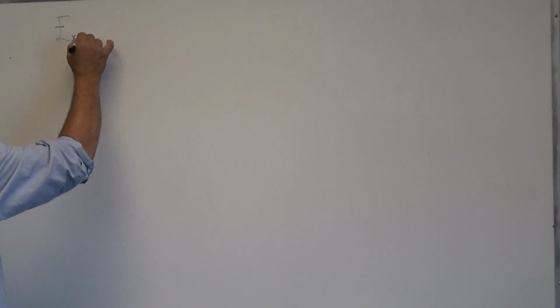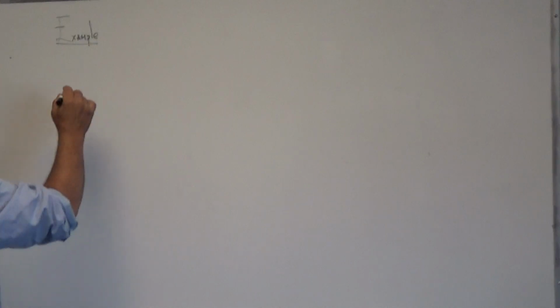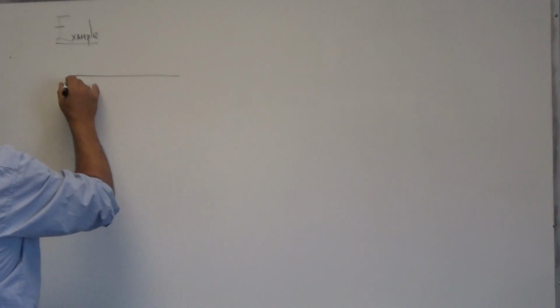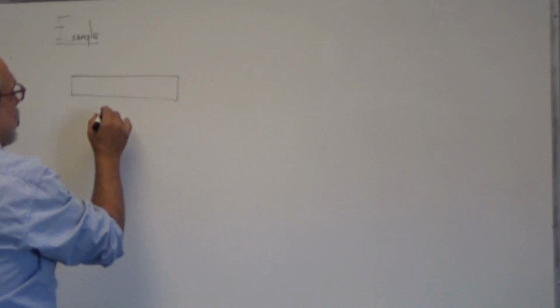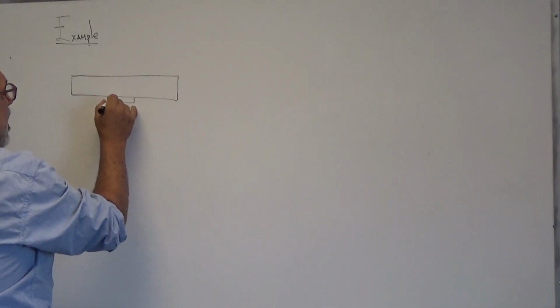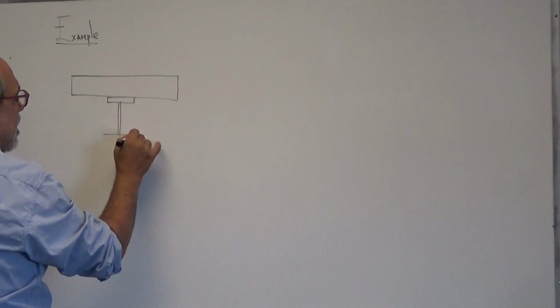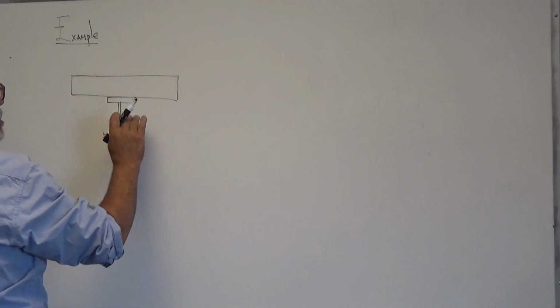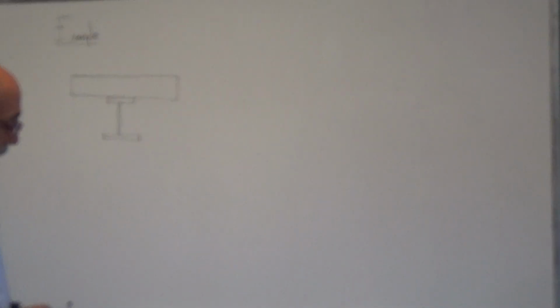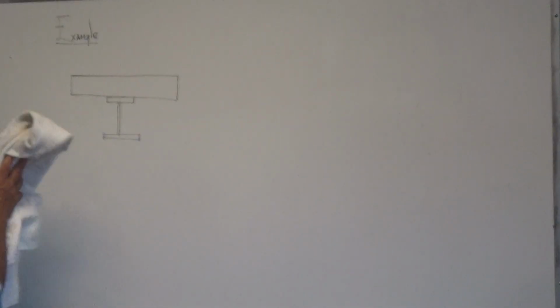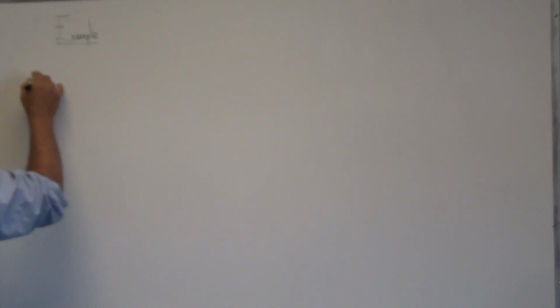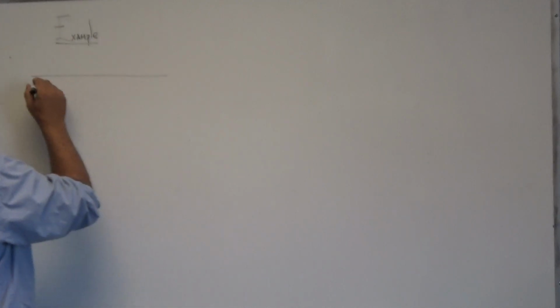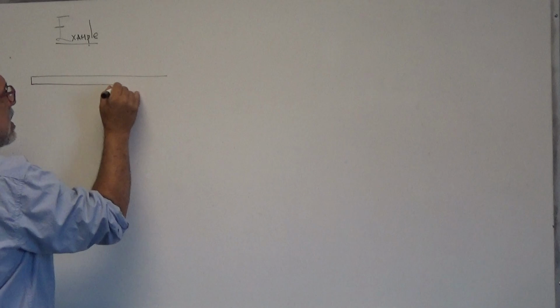So let's apply what I've been talking about in this example. Let's take a section that has two materials. I want to be a little bit more to scale, not precisely, but a little bit. So let's say this is going to be more like this.